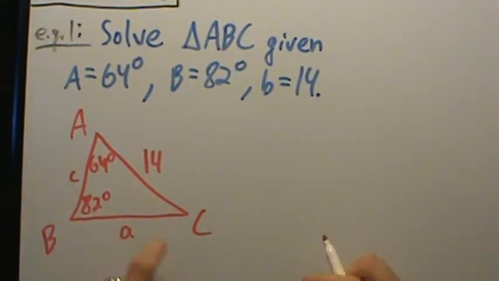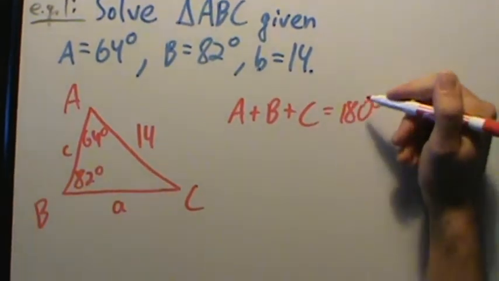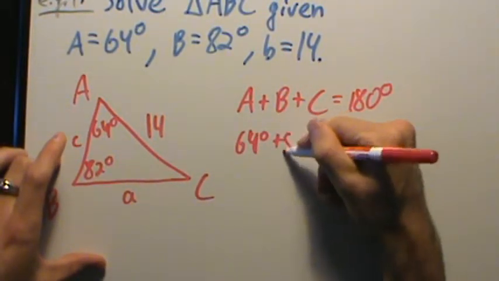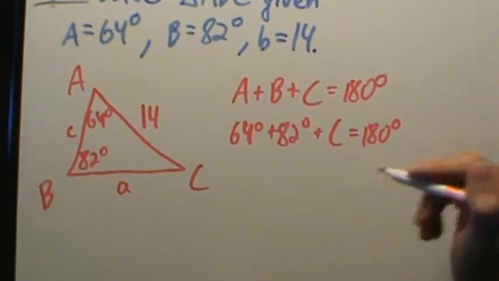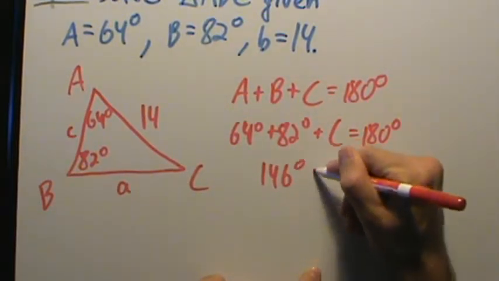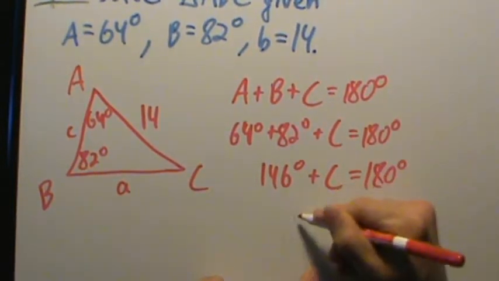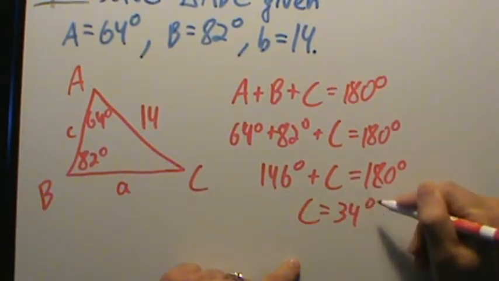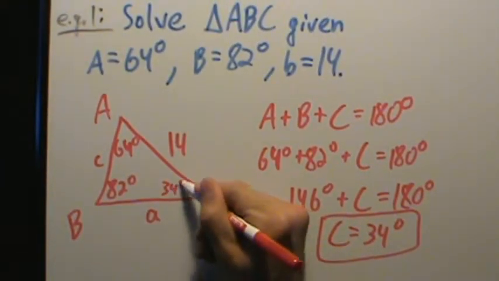First, let's get this angle here. A plus B plus C equals 180 degrees. We know A and we know B, so we have 64 degrees plus 82 degrees plus C equals 180 degrees. 64 plus 82 is 146, so 146 degrees plus C equals 180 degrees. Subtract 146 degrees from both sides and we get C equals exactly 34 degrees. Great, now we have this angle in here, 34 degrees.